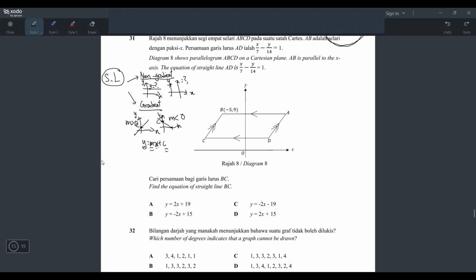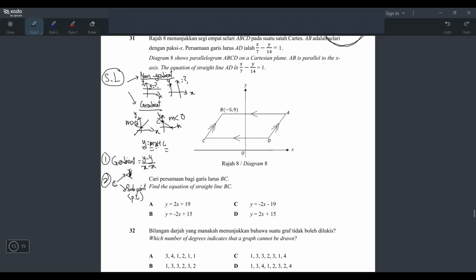Alright. And then how to find gradient? Ada dua cara. Kena ada dua coordinate. Okay, and then you will use the formula y minus y over x minus x. Tapi kena ada dua coordinate baru boleh guna. Second is how to find c. C is the y-intercept. Ada dua cara. Cara pertama guna mata tengok. Cara kedua sub point, tapi kena ada passes through.